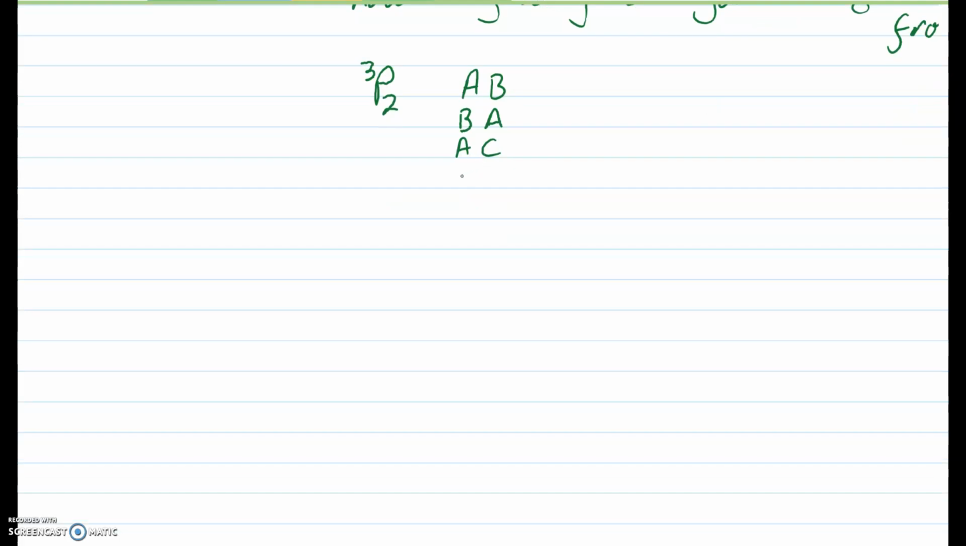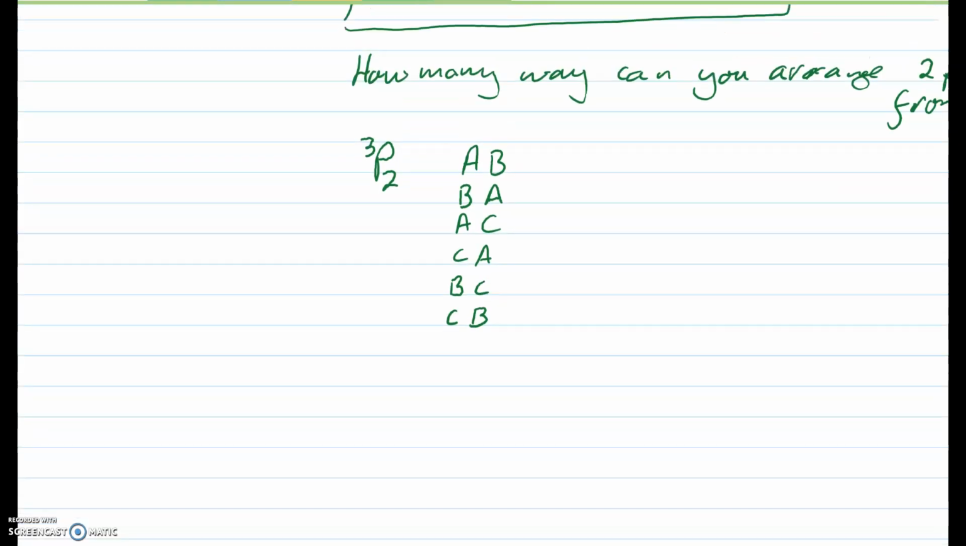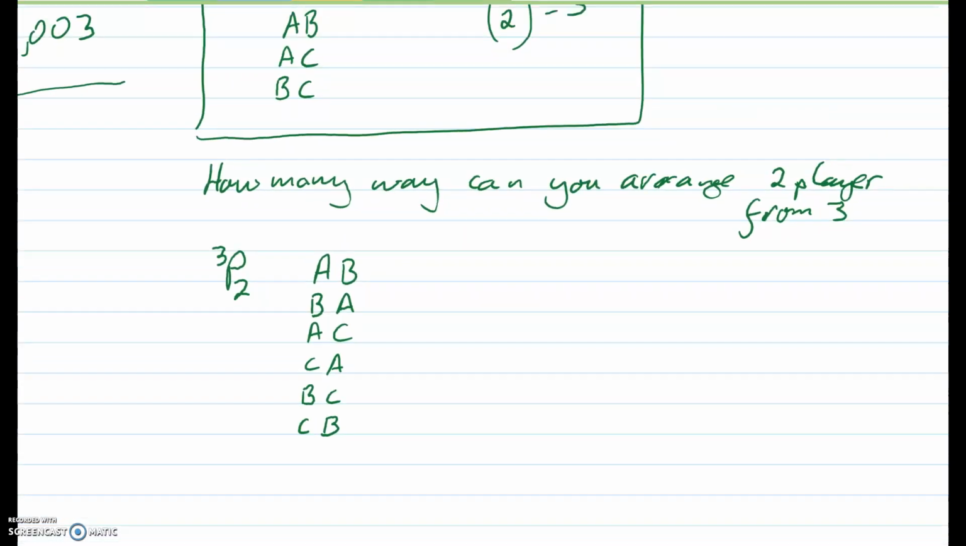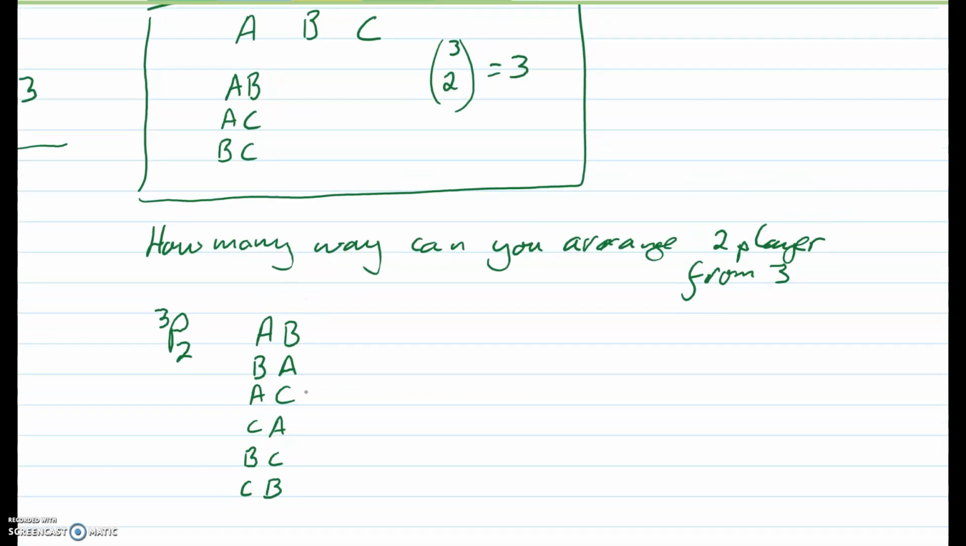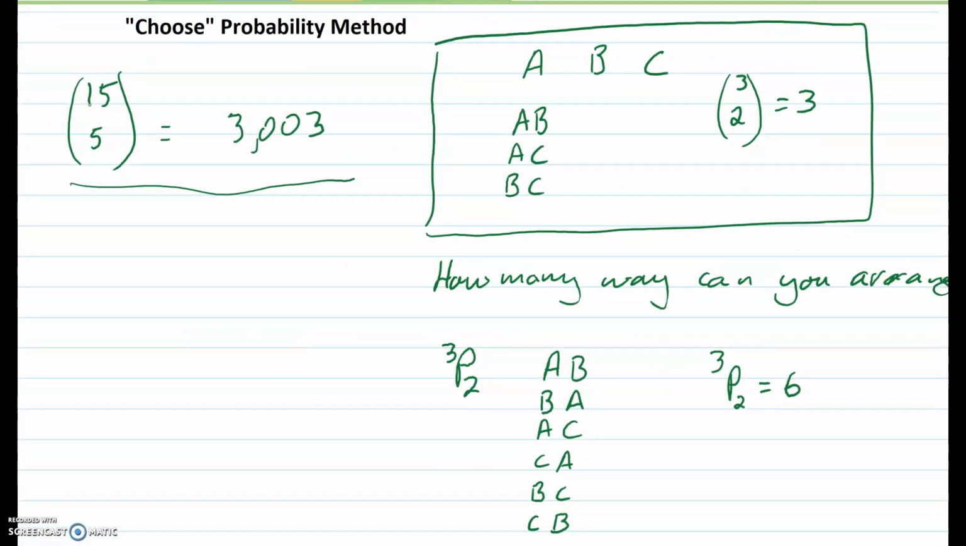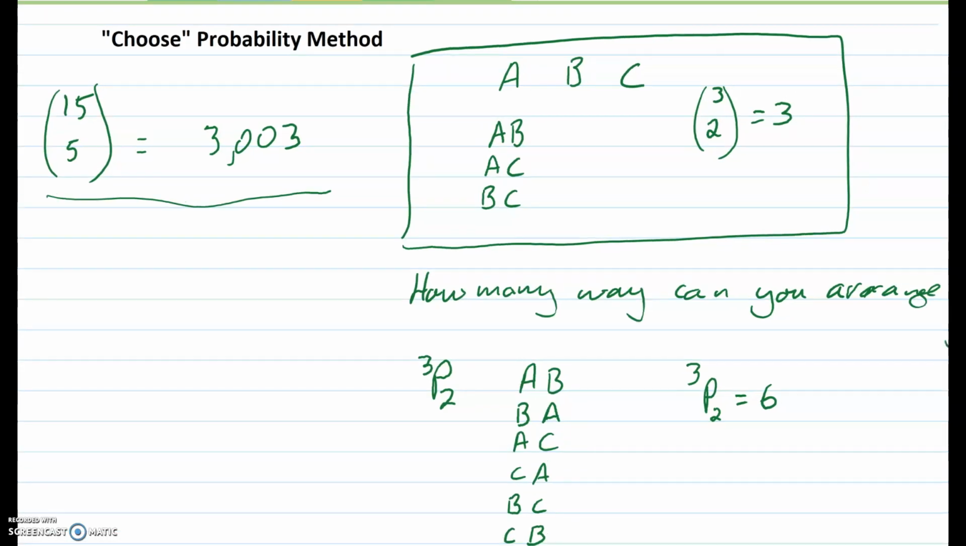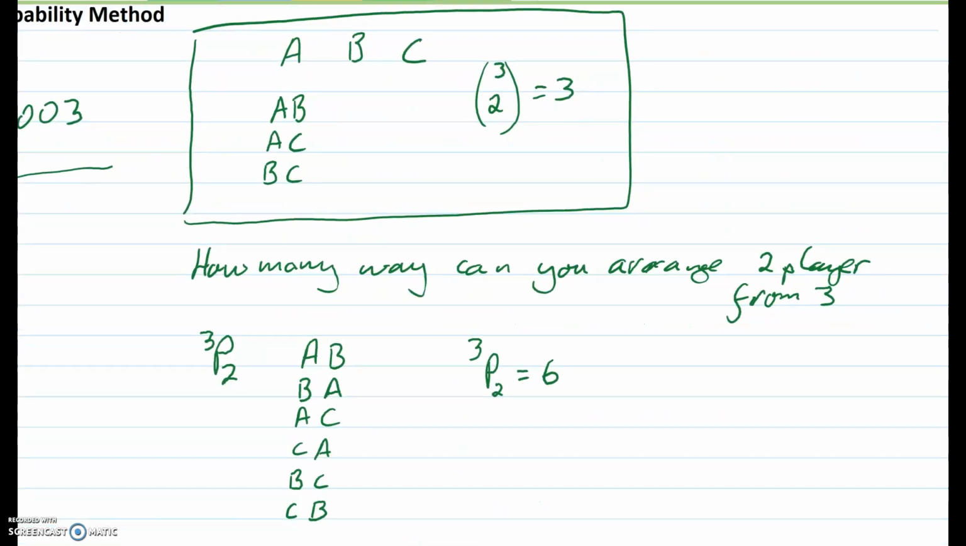Okay, so player A, player C, again, player C and player A, and then player B and player C, and then player C and player B. So you can see there are 6 different arrangements when you are choosing 2 players from 3. And the reason for that is that the order matters. Just as a matter of interest, go to your calculator and check that 3p2 is equal to 6. Interestingly enough, when you do 15p5, you get a really, really big number, hundreds of thousands, once you have order in it.